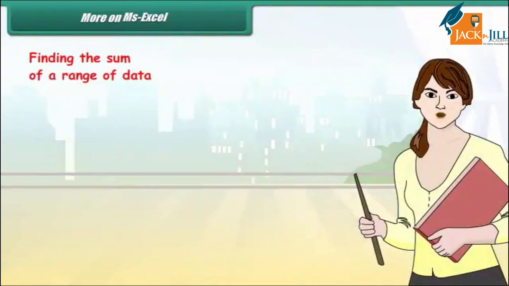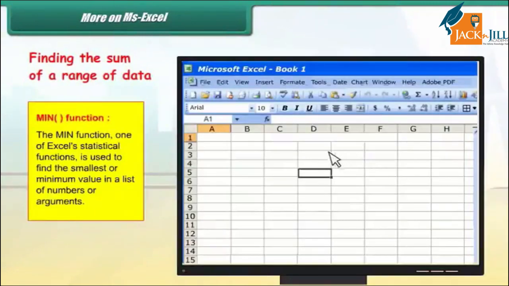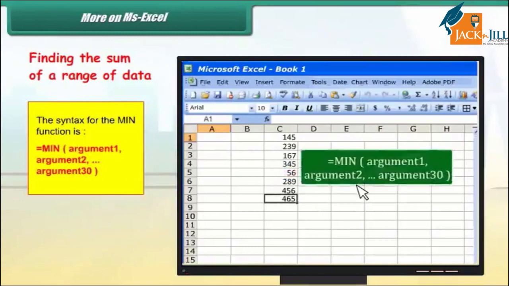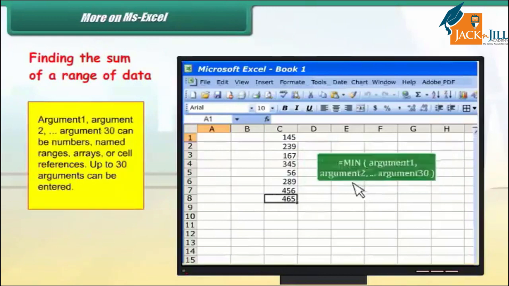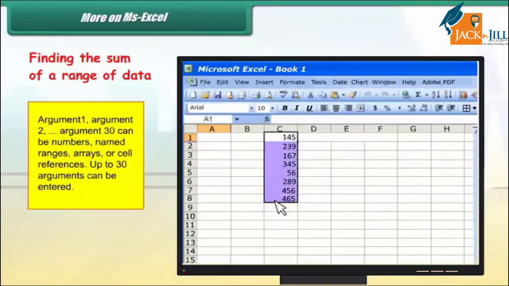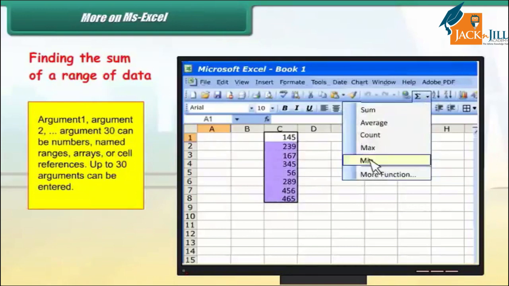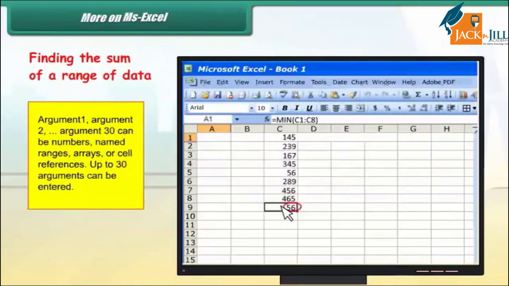Min function. The min function, one of Excel's statistical functions, is used to find the smallest or minimum value in a list of numbers or arguments. The syntax for the min function is equal to min and in brackets argument 1, argument 2 and so on. Argument 1, argument 2 and so on can be numbers, named ranges, arrays or cell references. Up to 30 arguments can be entered.